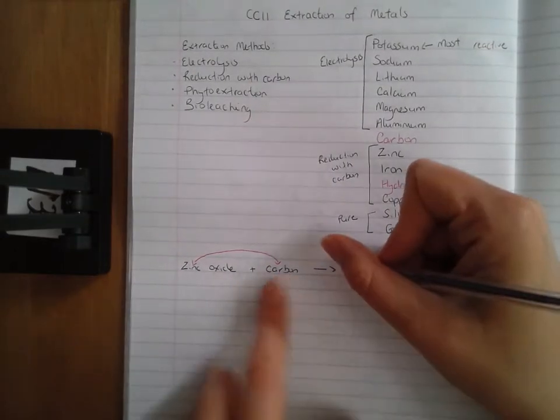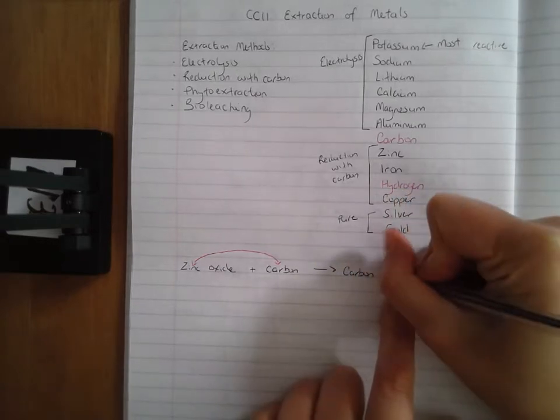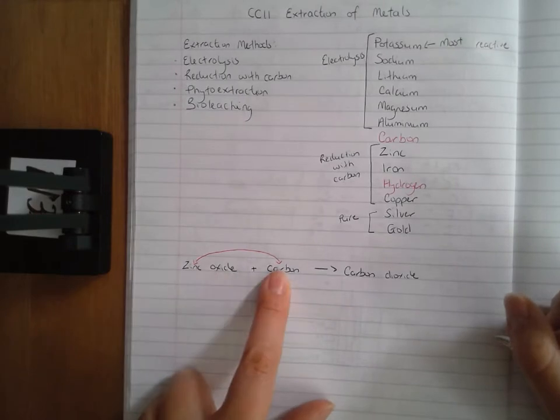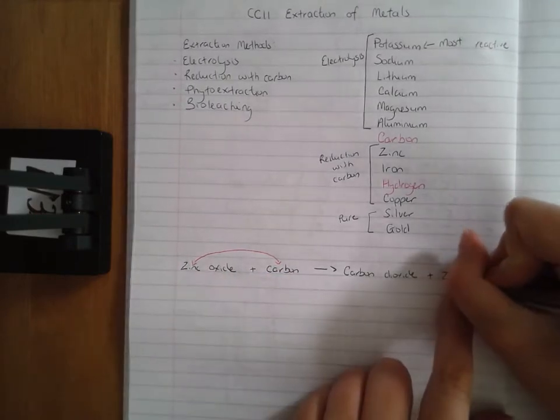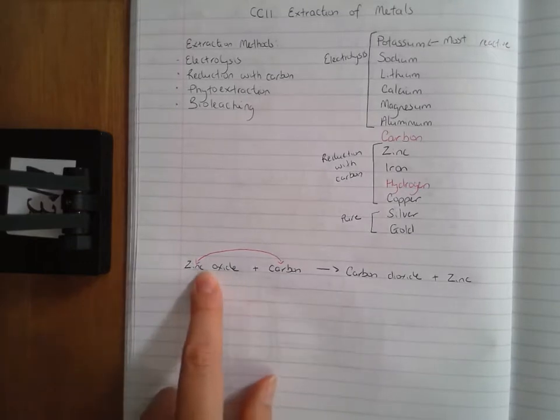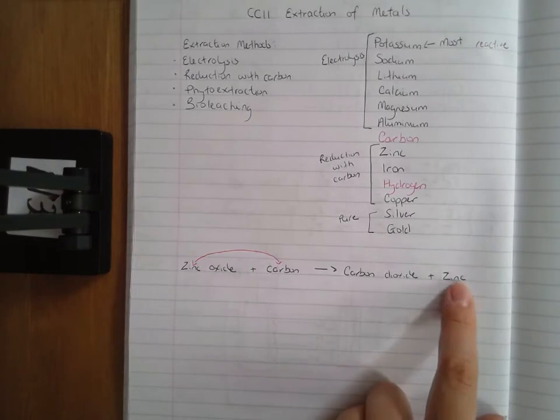And when that happens, carbon ends up bonding with oxygen. And instead of writing carbon oxide, I'm going to write carbon dioxide because that's what will form. And then zinc takes carbon's place. So zinc is left by itself. So I've taken my zinc oxide and I've reacted it with carbon, and my product is pure zinc. So pure zinc metal is the product of this reaction.